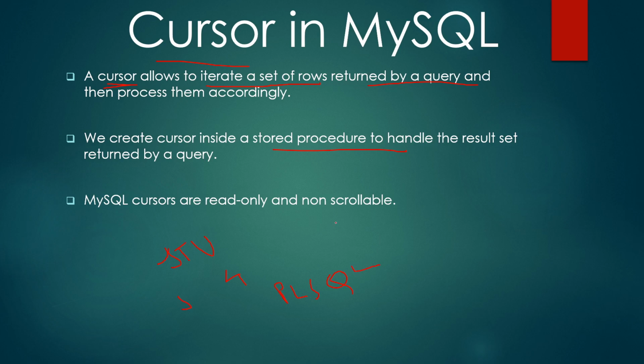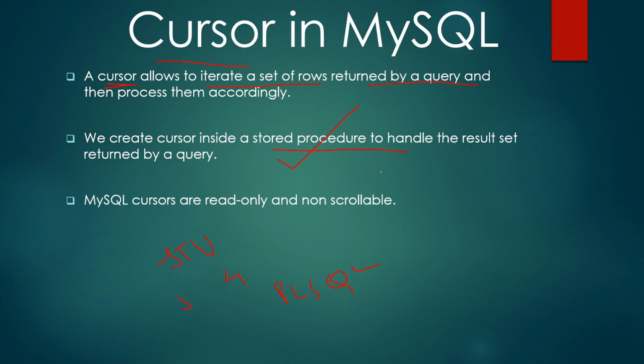Okay, so whenever we want to implement cursor, it should be inside a procedure. Procedure means a function, and we all know a function is a block of code that is used to perform a certain task. Okay, now in MySQL we call it a procedure, and in normal programming languages we call it a function. MySQL cursors are read-only and non-scrollable. Okay, so this was the entire concept of cursor.